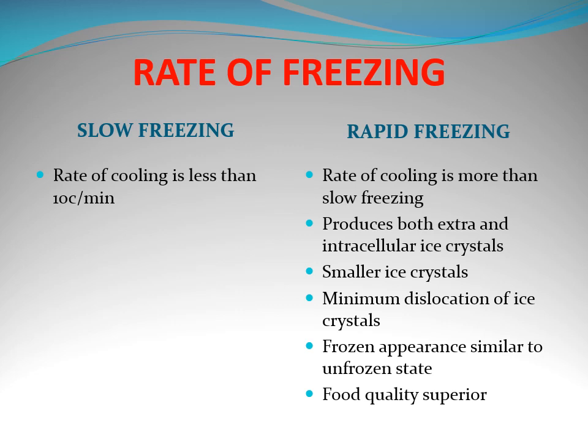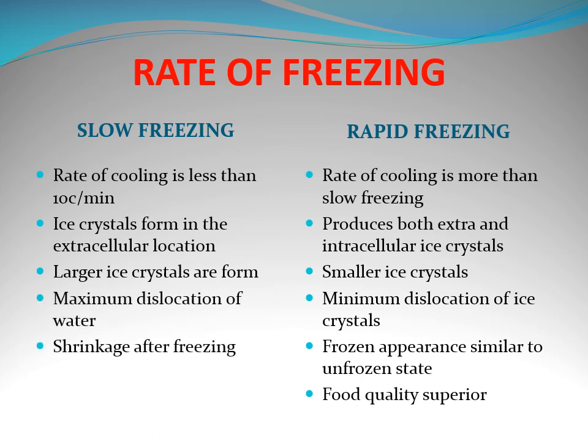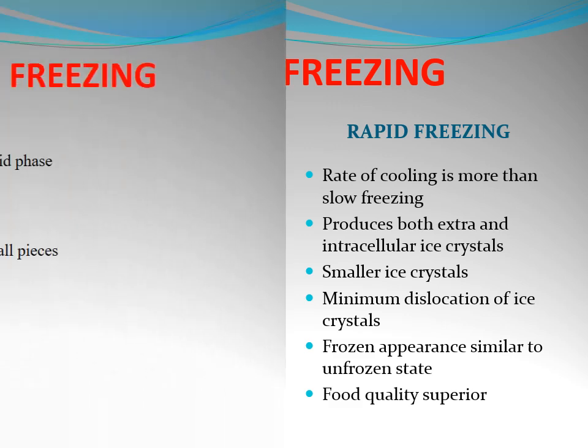In case of slow freezing, the rate of cooling is less than this. Ice crystals form in the extracellular locations. Large ice crystals are formed. Maximum dislocation of water. Shrinkage after freezing. Less than maximum attainable food quality. So, these are the differences between rapid and slow freezing.